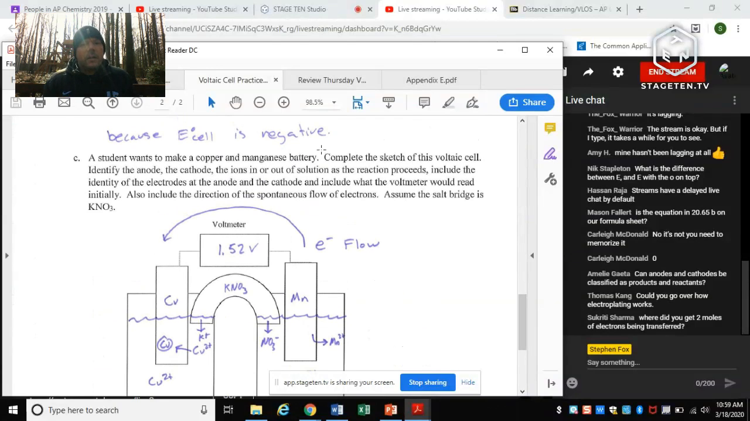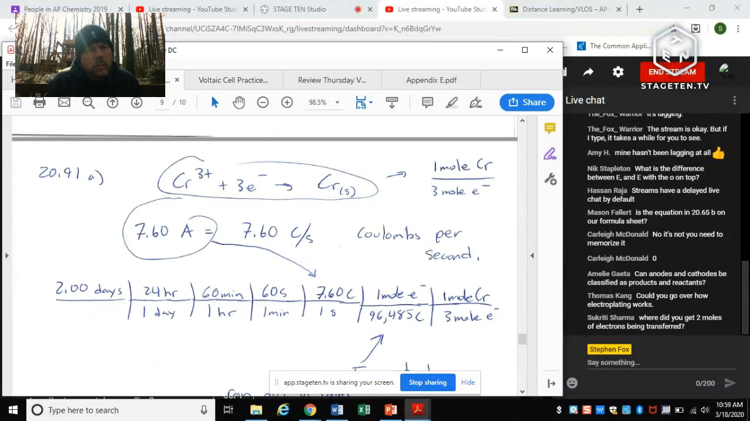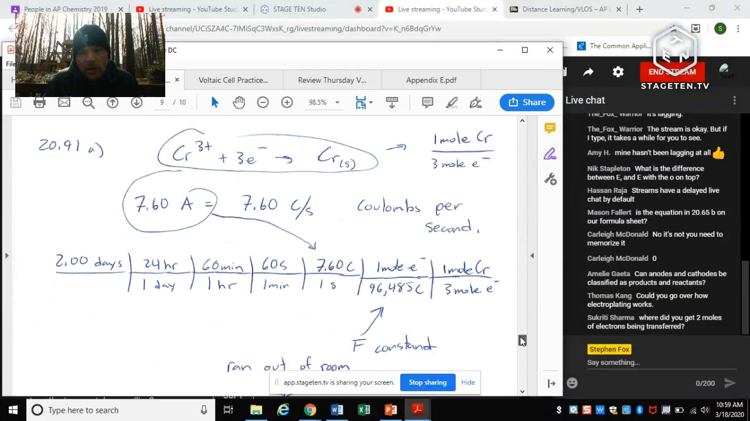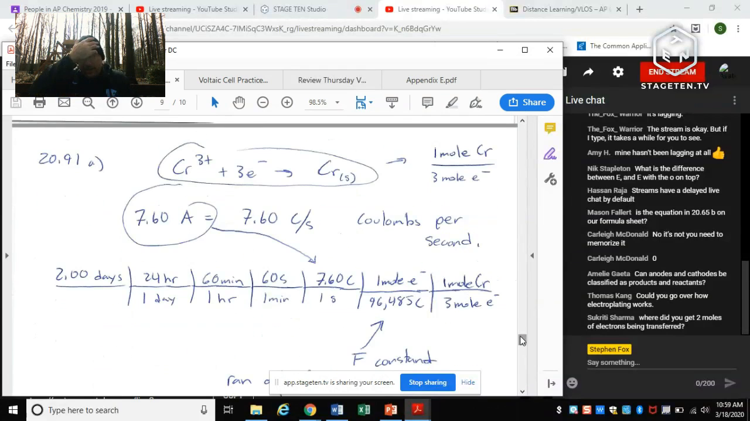All right. So let's go back to the stoichiometry problem, the last one on your problem set here. It's electricity stoichiometry. So a couple things to know. Amps are coulombs per second, and Faraday's constant is coulombs per mole of electrons.